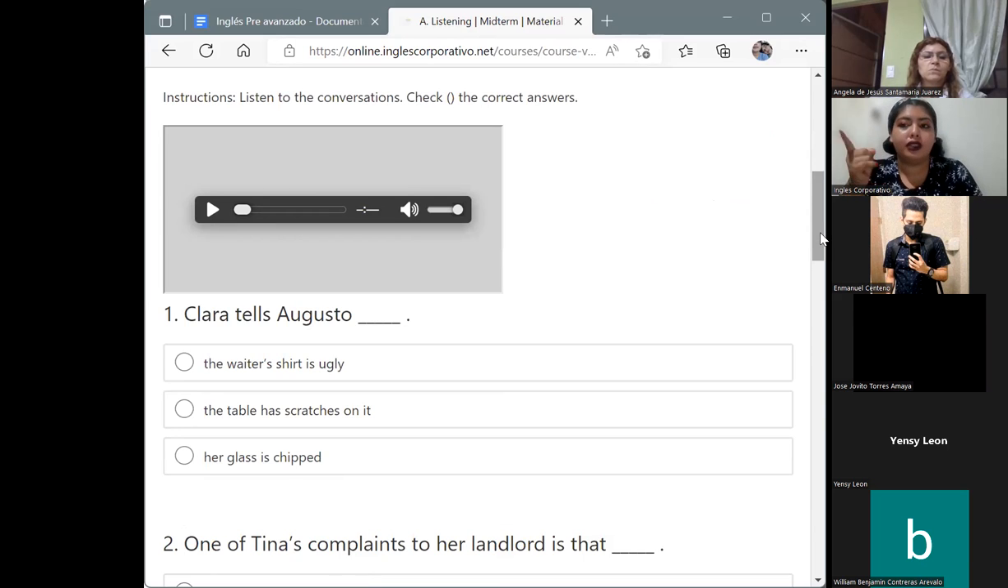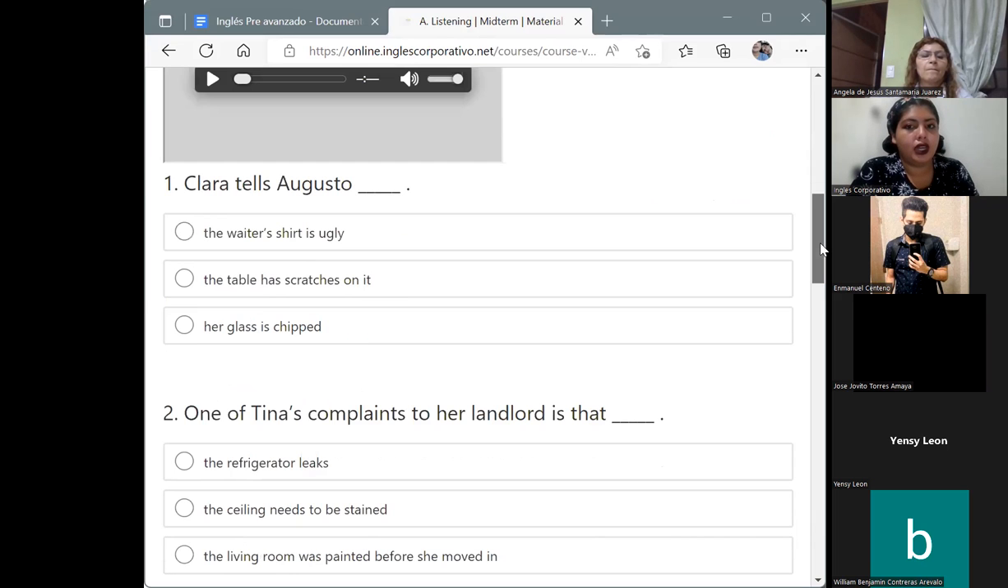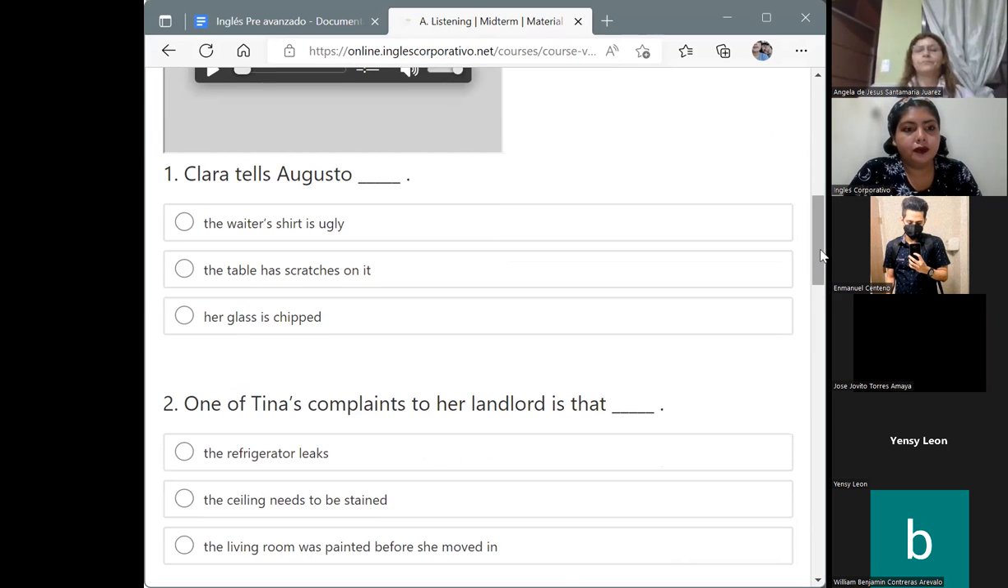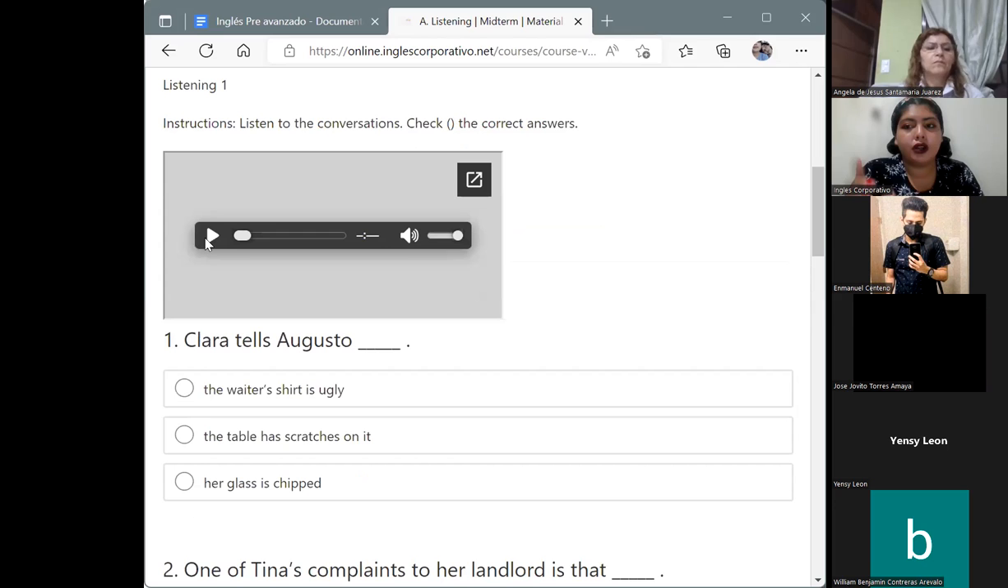Here, an exam for us: read the options that you have, and then you are going to find the answer in a very quick way. So Clara tells Augusto, and we have the options. The waiter's shirt is ugly. The table has scratches on it. Her glass is chipped. Number 2, one of Tina's complaints to her landlord is that the refrigerator leaks. The ceiling needs to be stained. The living room was painted before she moved in. So we're going to listen to the first one, and we're going to answer number 1 and number 2.